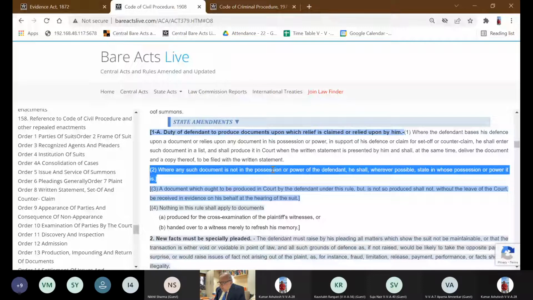Then another document which you cannot produce before the court of law is the privileged document, also mentioned here under the provisions of order 11, दिखाता हूं आपको order 11.